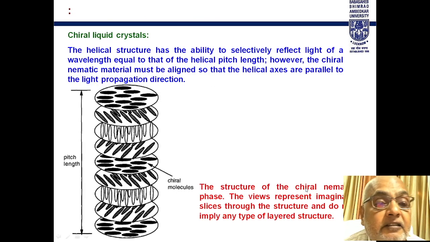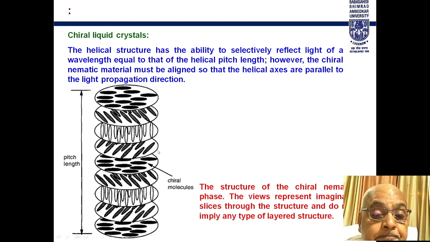Usually in a chiral liquid crystal, the helical structure has the ability to selectively reflect light of a wavelength equal to the helical pitch length. However, the chiral nematic material must be aligned so that the helical axes are parallel to the light propagation direction, and this is showing the pitch length direction. And these are examples of chiral molecules, and they have the orientational direction.